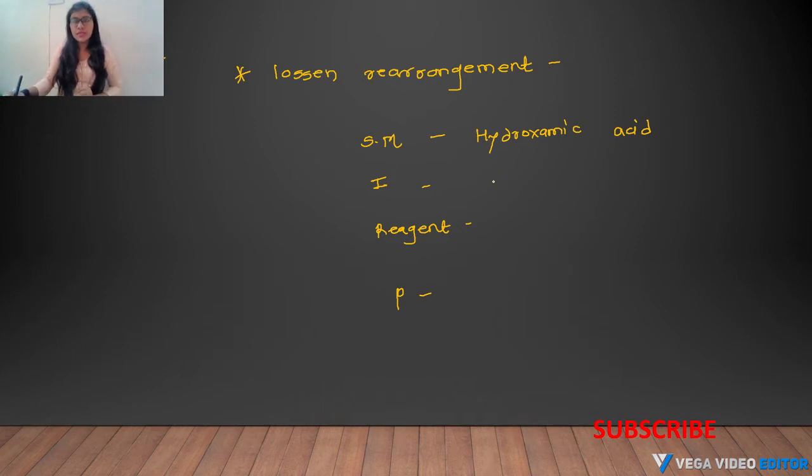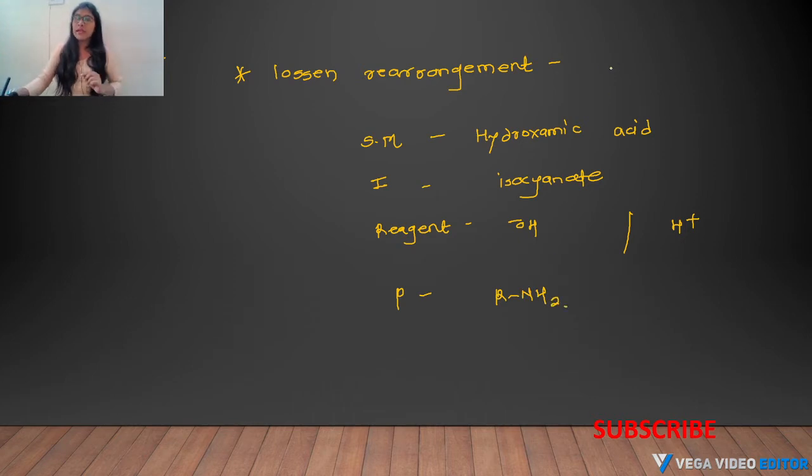And what is the intermediate? The intermediate is isocyanate. Isocyanate is the intermediate. And what is the reagent? Here reagents are of two types. In presence of base, Lossen rearrangement takes place, and in presence of acid also Lossen rearrangement takes place. What is the product? The product for Lossen rearrangement is primary amine.